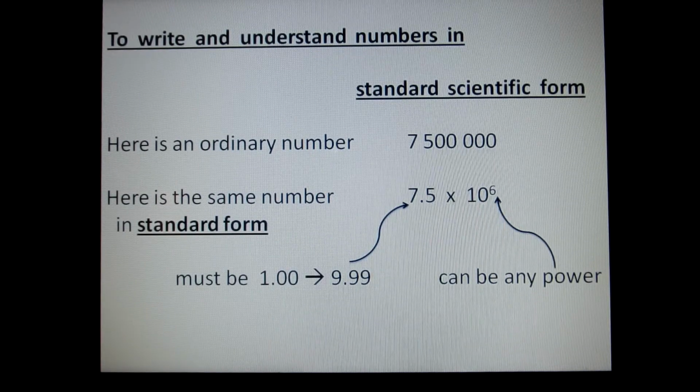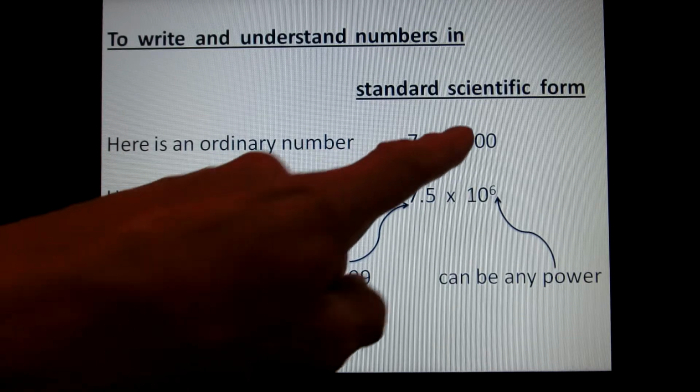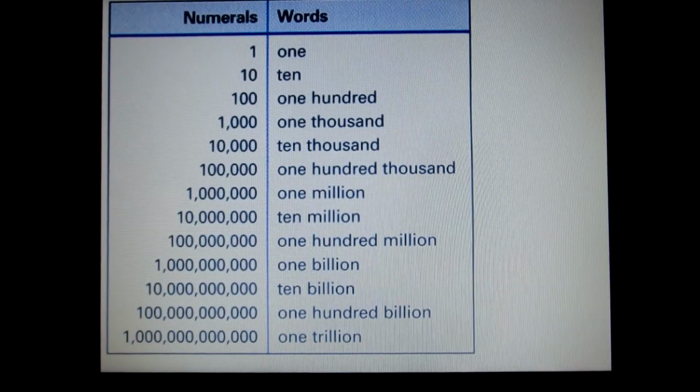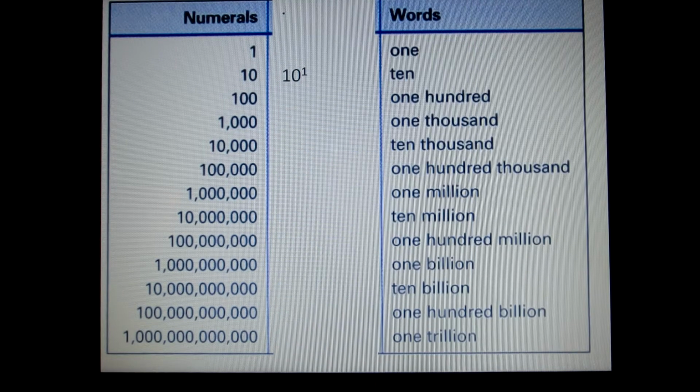So we have a way of writing numbers that's particularly useful for very large and very small numbers, where it saves us writing lots and lots of zeros. So let's just go back a step. Here are the key numbers in our counting system: 1, 10, 100, 1,000, so on and so on. But we have a different way we can choose to write them if we want to.